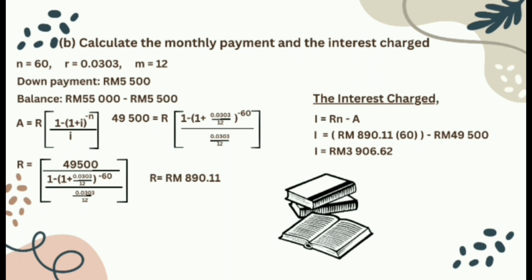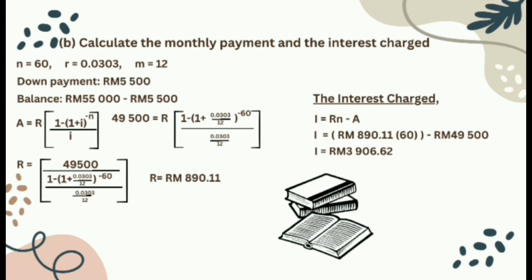So we're going to bring the 49,500 to the right and R to the left. So it's going to be R equals 49,500 over 1 minus 1 plus 0.0303 over 12 in brackets to the power of negative 60 over 0.0303 over 12. So we're going to get R equals RM 890.11. That is the monthly payment.